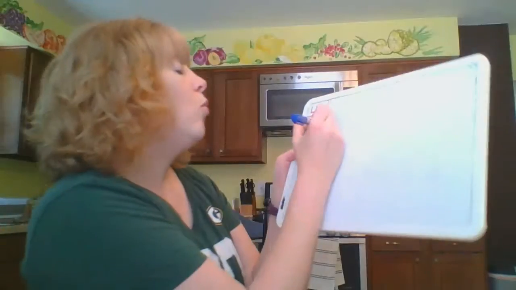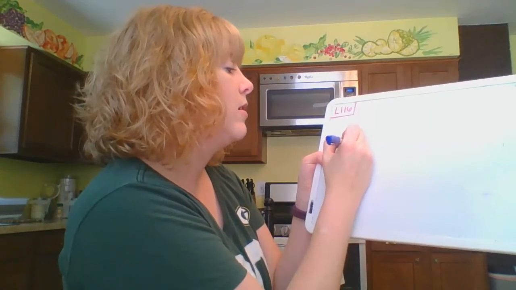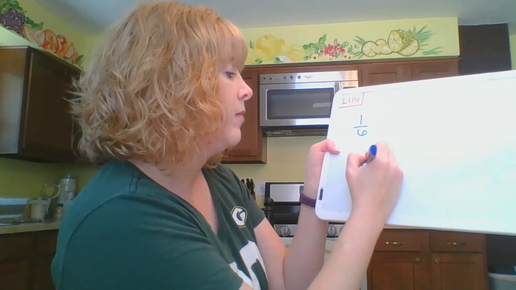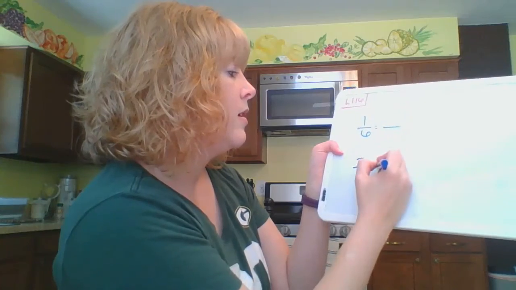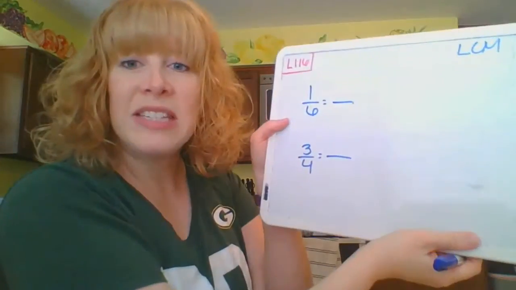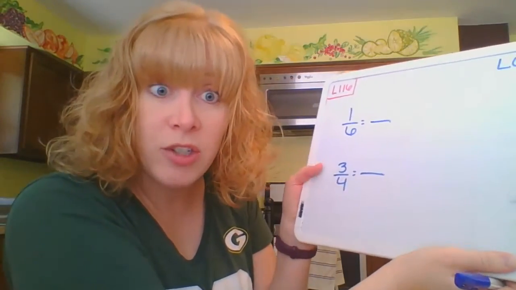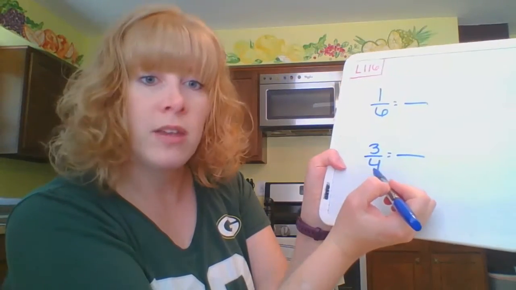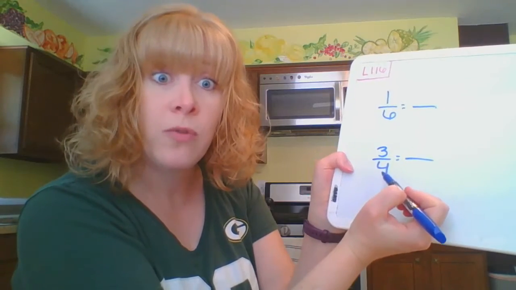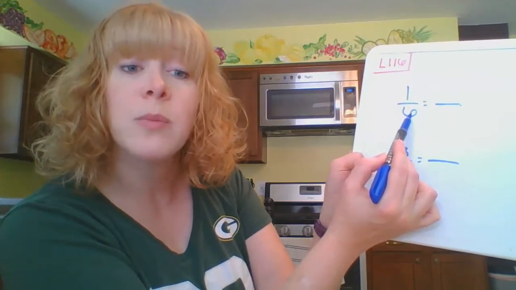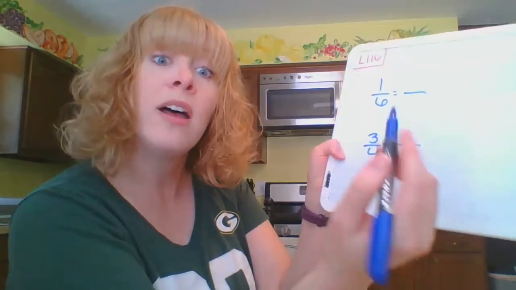We are going to try 1/6 and 3/4. So I want to look for the least common multiple of 6 and 4. So I could look at my multiplication chart, or I could be thinking about my number rows in my head. So I could be thinking, what are the number rows of 4? If I'm doing my number rows, 4, 8, 12, 16, 20, 24. And then I could be thinking about my multiples of 6, 6, 12, 18, 24.